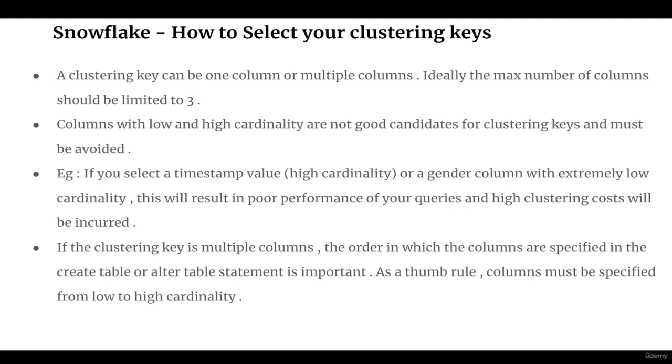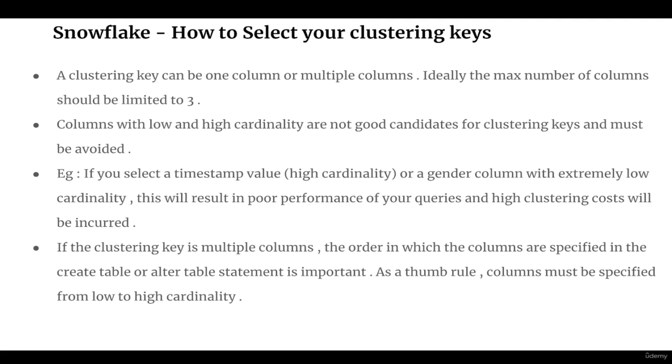Columns with low and high cardinality are not good candidates for clustering keys at all and must be avoided. Now, we've seen what cardinality means. Let's say you have a table and you select a timestamp value or a gender column. Now, timestamp has values up until millisecond. So the chances are every row has a new value in your timestamp. This will result in extremely high cardinality. So timestamp is not a good candidate for clustering keys.